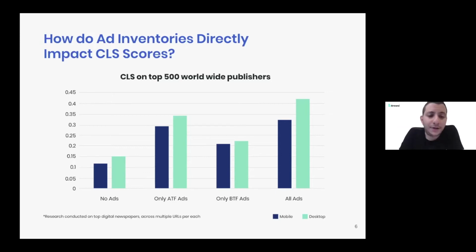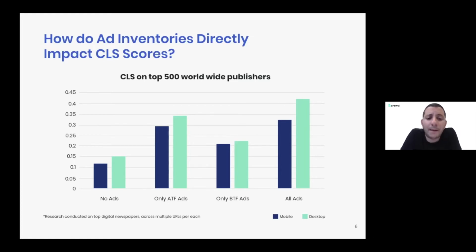Now, as you can see here, when we're removing all the ads from the page, the CLS scores are actually very low. And that makes sense. Again, you have your content, you have your images. Some things might be loaded a bit later, which causes some shift for some users on some publishers. But eventually, the scores are around 0.1 and 0.15, which is a very good score to be at.